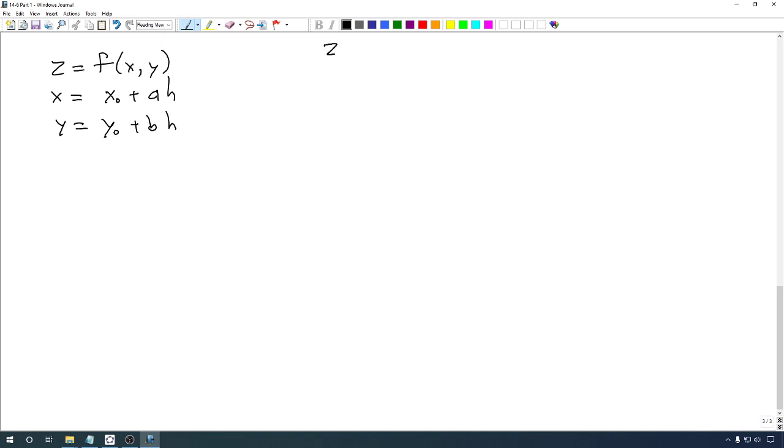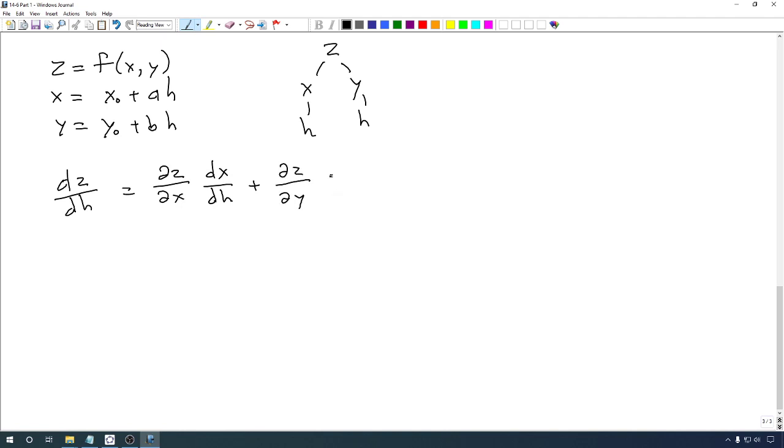In other words, if we write out our tree diagram, z depends on x and y, but then x and y both depend on h. And so if we want to find out what the derivative of z is with respect to h, we think about, well, we go down this route or we go down this route. We have the partial derivative of z with respect to x times the derivative of x with respect to h plus the derivative of z with respect to y times the derivative of y with respect to h.